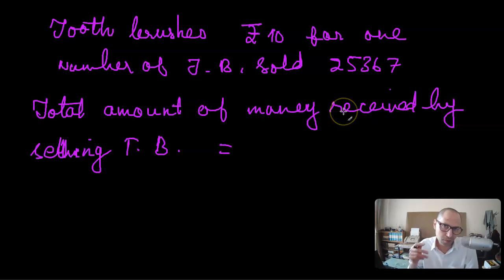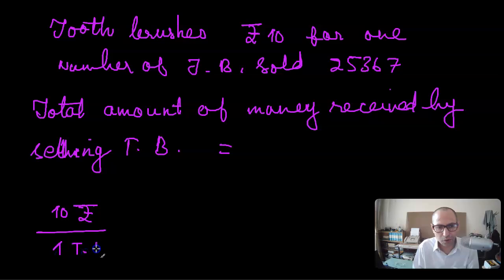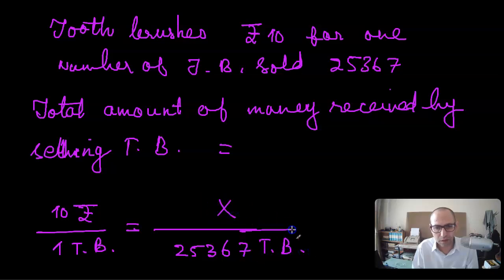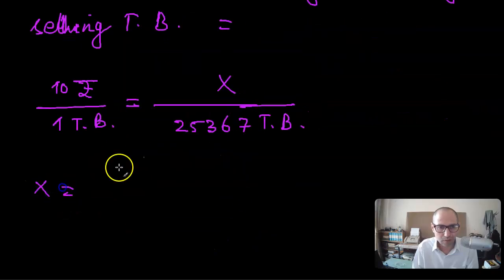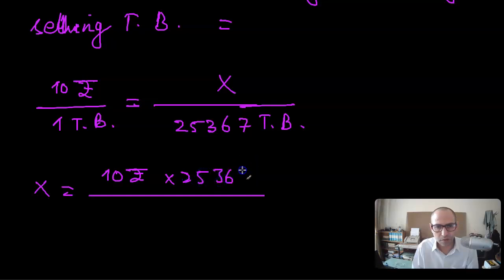And if you logically don't understand why I'm setting this up, you can again use proportions. Meaning you could say that the toothbrush is going to cost 10 rupees per one toothbrush, right? Now, if he sold 25,367 toothbrushes, then how much money did he get? If you set up X here, X would be the same thing as this times this. So that would be 10 rupees times 25,367 toothbrushes divided by 10 rupees.